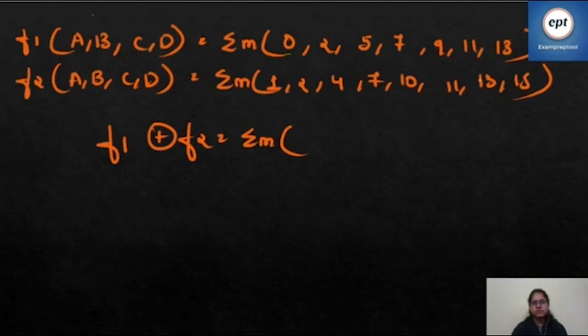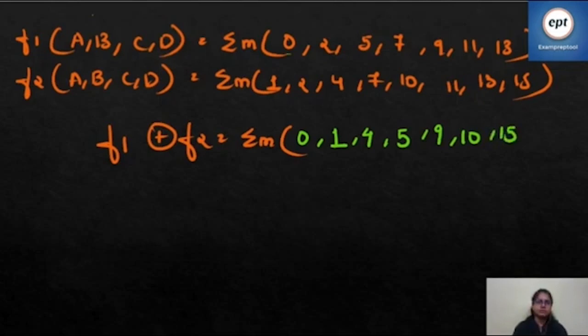0 is not present in both of them, so we will consider 0. 1 is not present in both, so we will take 1. 2 is present in both of them, so being common you will not take it. 4 is not in any of them, so you will take 4. 5 is also not in both, so you will consider 5. 7 is common, so you should not take that value. 9 is not in both, so you will consider 9. 10 also is not in both, so you will consider 10. 11 is common, so you should not take it. 13 is common, so you should not take it, and the value which is left is 15. So 15 you have to take.